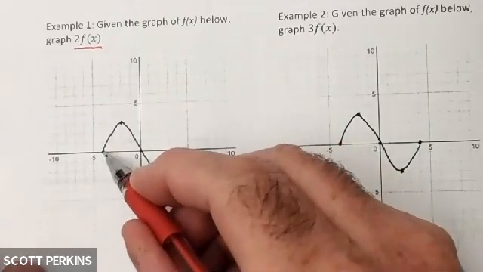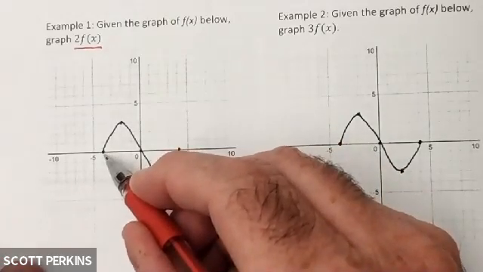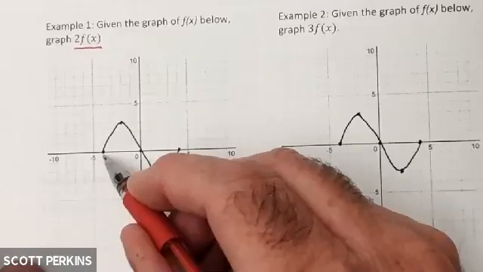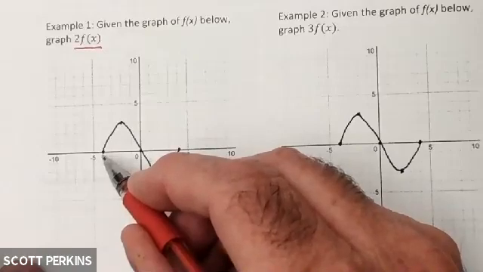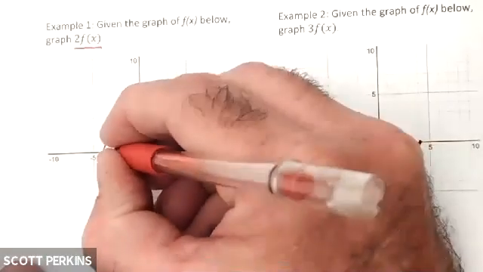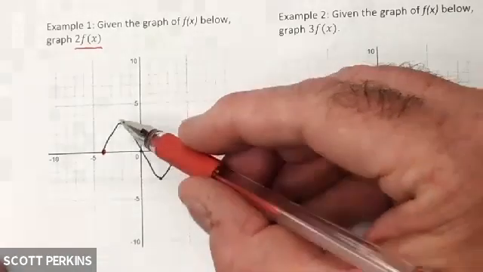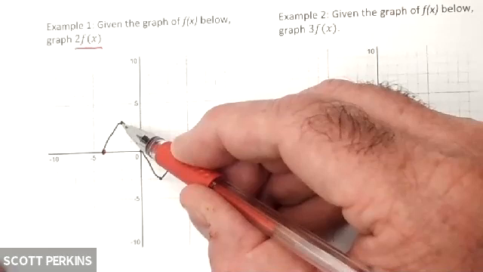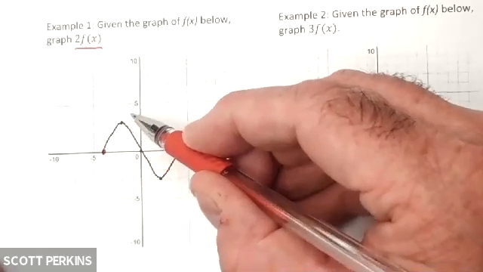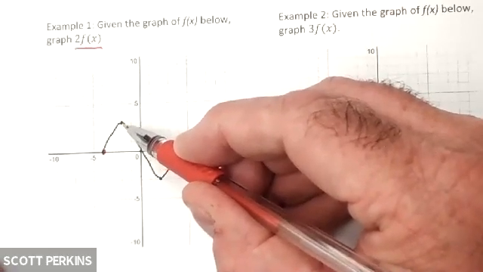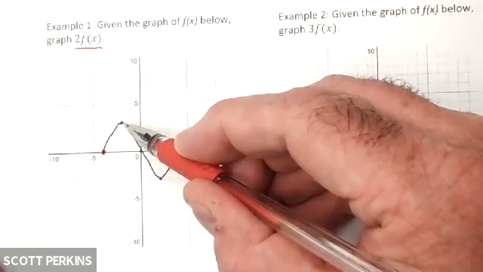So this first point over at the left, what's the y value of this first point on the left? It's 0. So 2 times 0 is 0. So I'm just going to make a red dot a little bigger so that it stands out right on top of the black dot. The next point, what's the y value of this next point? 3. So when I multiply that by 2, it becomes what? 6. So the new point is at 6.